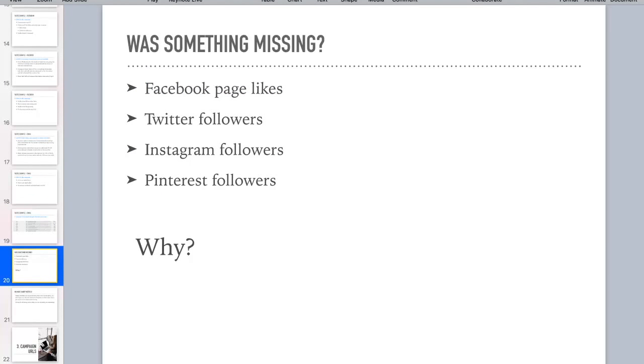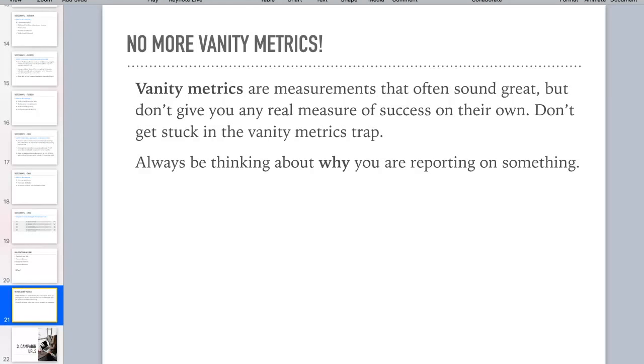So we covered all these different metrics and measures. We looked at click-through rates and conversion rates. We talked about time on site, a series of metrics, but did you feel like there was any missing? So for example, Facebook page likes, Twitter followers, Instagram followers, Pinterest followers. So why didn't we mention any of these metrics in this discussion? That's because these are vanity metrics.